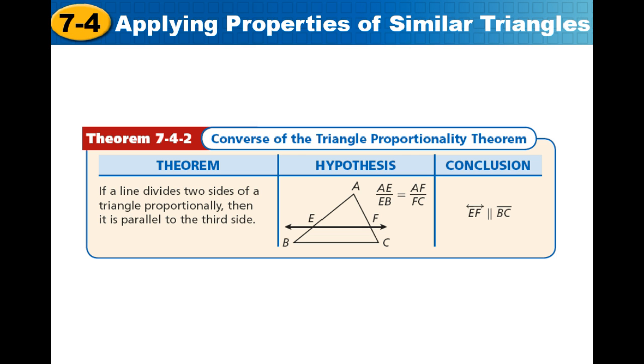Now, also printed on your handout is the box for the converse of the triangle proportionality theorem. And it simply says that if a line divides two sides of a triangle proportionally, in other words, if the proportion is true, then the lines have to be parallel. So the given and conclusion from the original triangle proportionality theorem just switch places. Remember, the definition of the converse is just for the hypothesis and the conclusion to switch places.